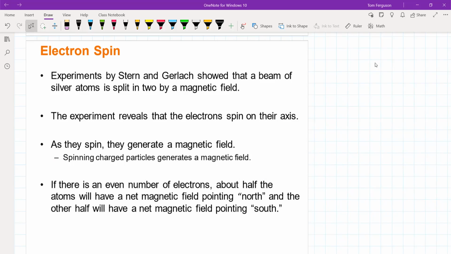Okay, this was discovered by Gerlach and Stern. They shot silver atoms through a strong magnetic field. And the electrons split into two bunches, depending on whether spin was up or spin down. It went in two different directions. Okay, so we're going to talk in a little while about how those electrons are filled in the orbital.